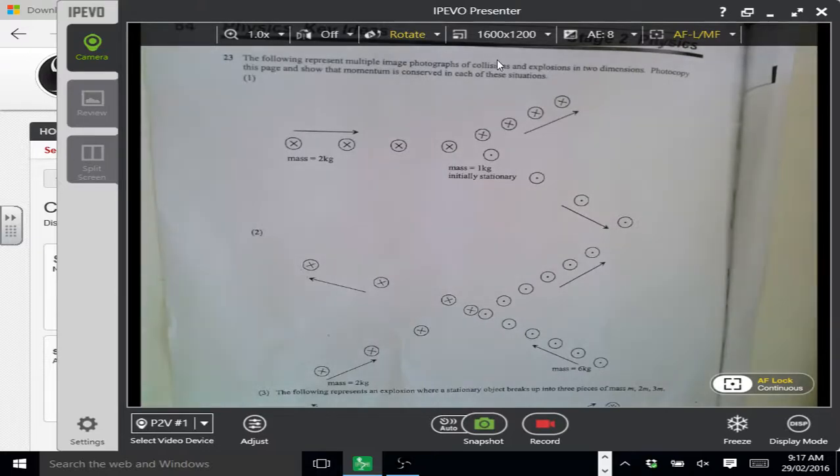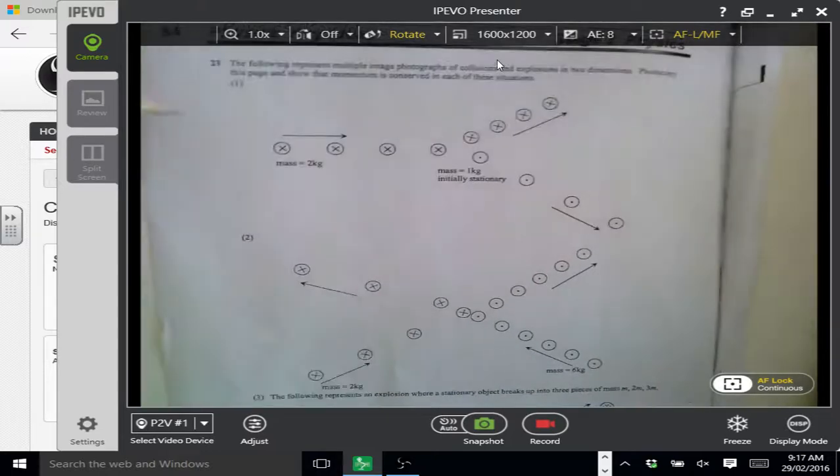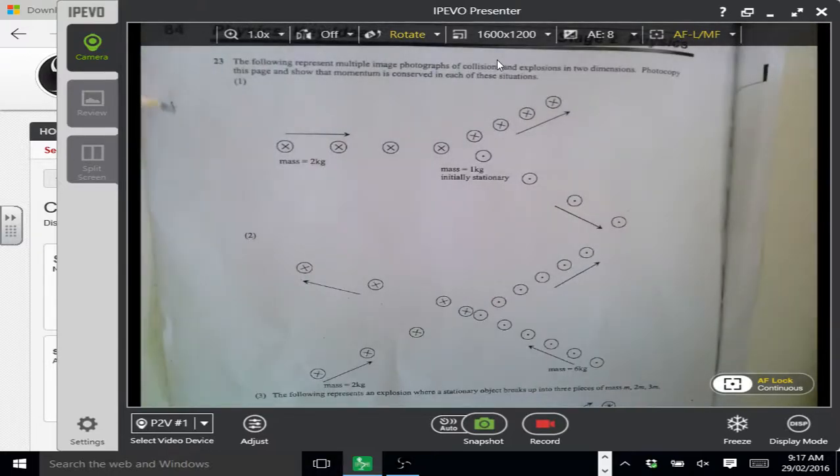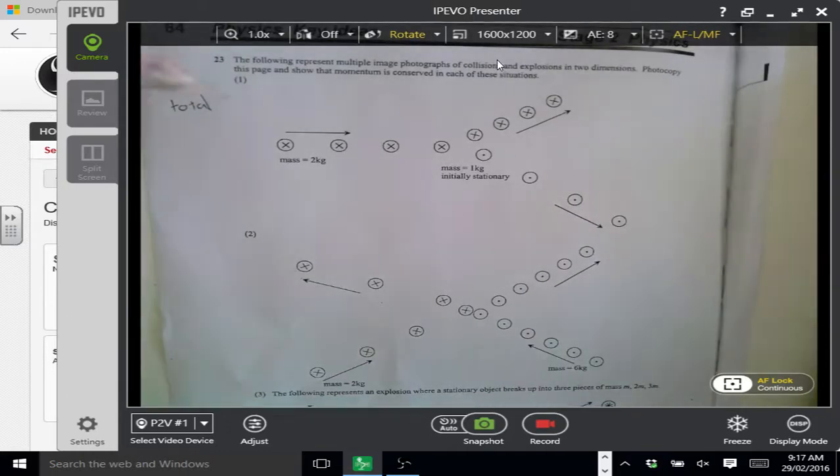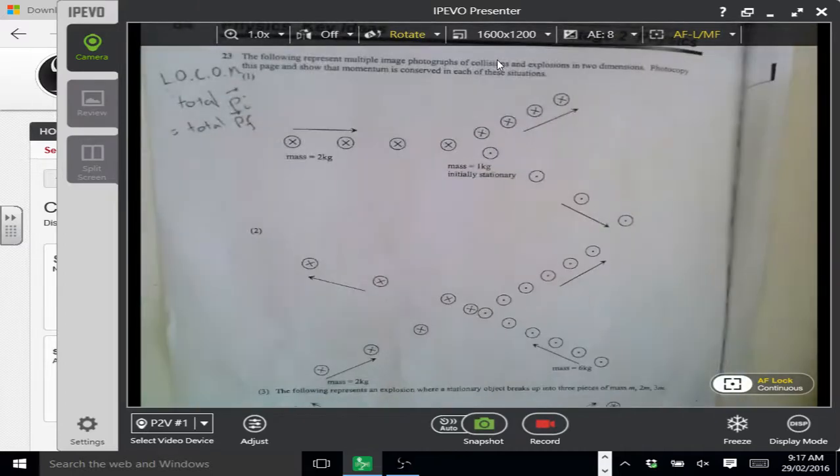Okay, but basically the LOCOM, as we'll just use it, is total initial momentum should equal total final momentum. That's LOCOM, law of conservation of momentum, for those watching in the future.